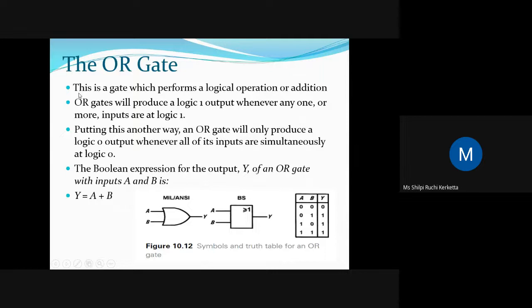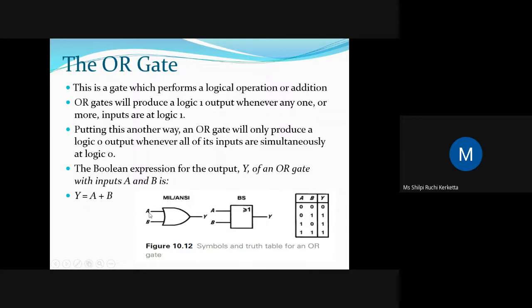So this gate performs the logical operation of addition. Sorry, here it will be addition. So OR gate will produce a logic. So we will see the expression. So what is the expression? Here Y equal to A plus B. So this is logical addition and this is not binary addition. I am reminding you binary addition is different and logical addition is different.